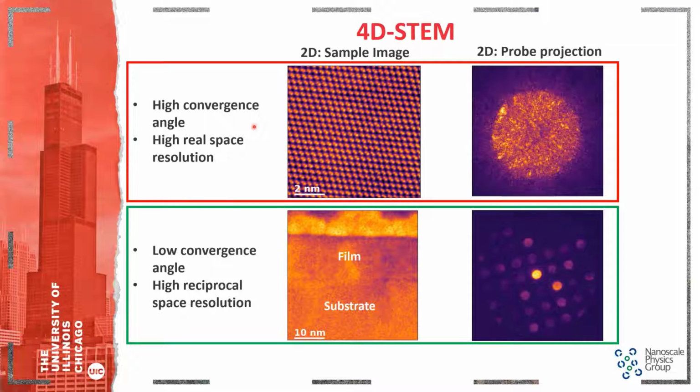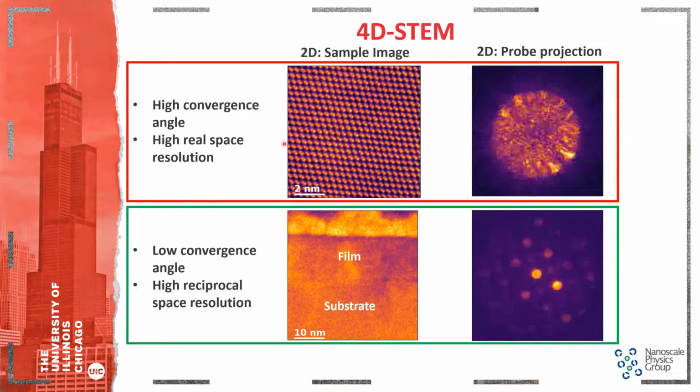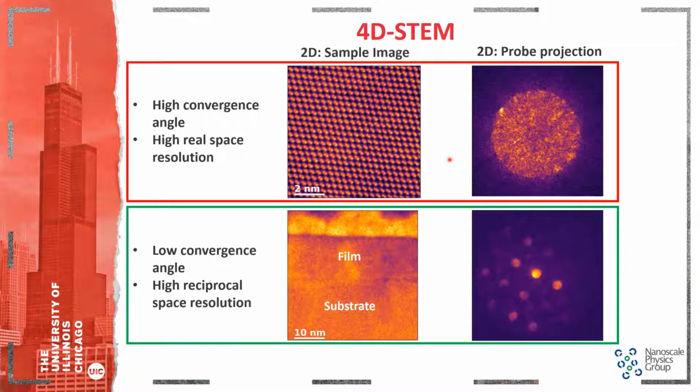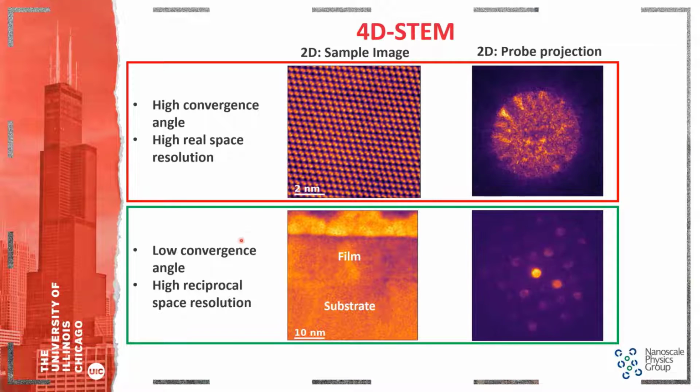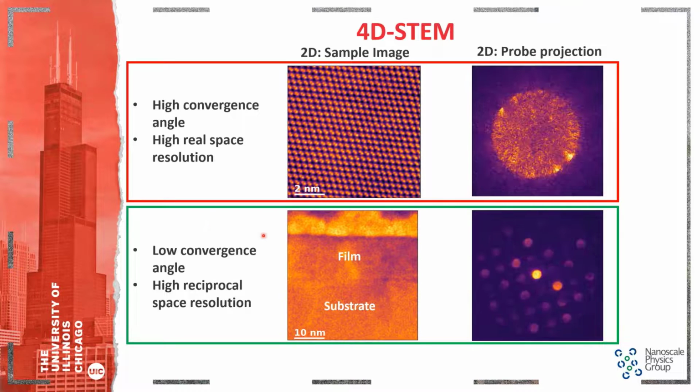One is a high convergence angle, where we get very high spatial resolution in real space, as shown in the atomic resolution image of cadmium telluride here, and correspondingly we get a convergent beam diffraction pattern. Using this kind of technique, we can do differential phase contrast. We can look at the electrostatic fields around atoms, around defects. We can also create virtual detectors where we can enhance or suppress the contrast of various different sublattices depending on their Z number.